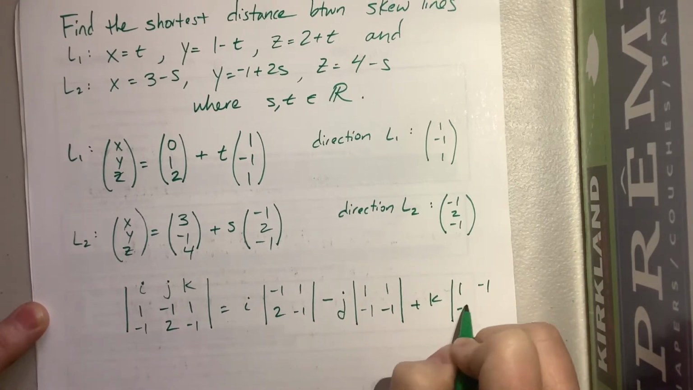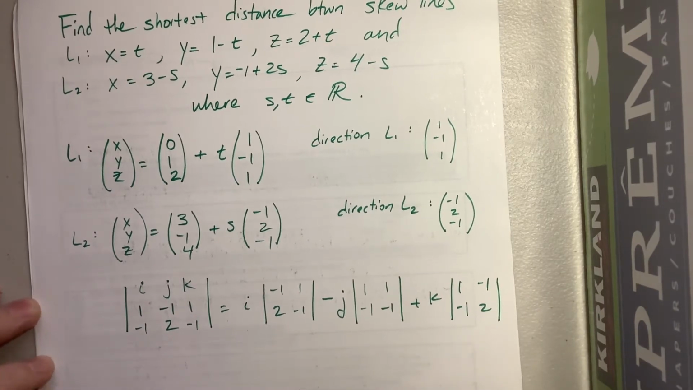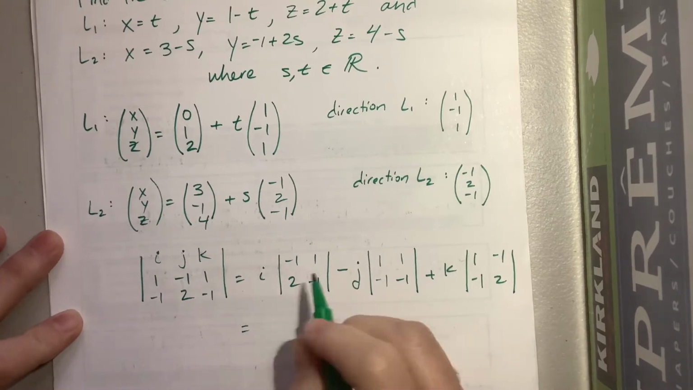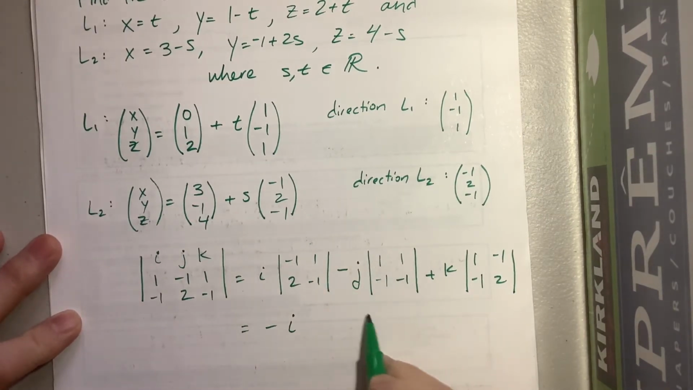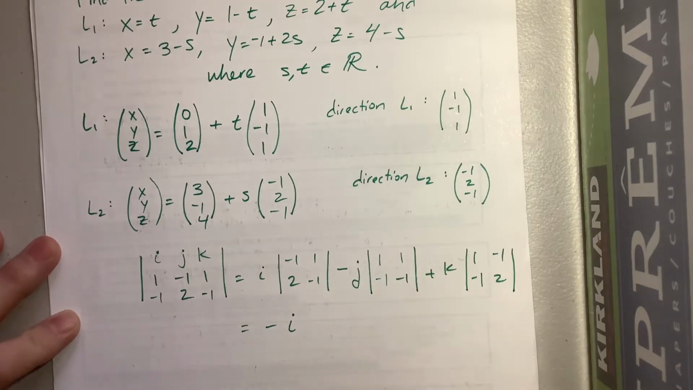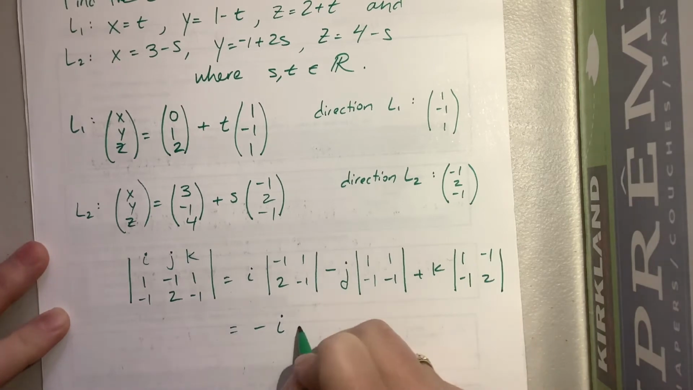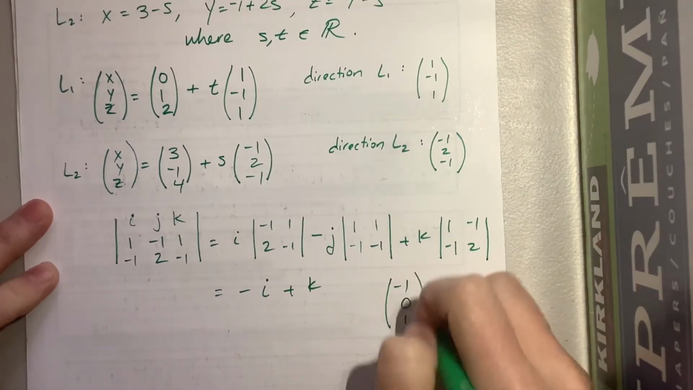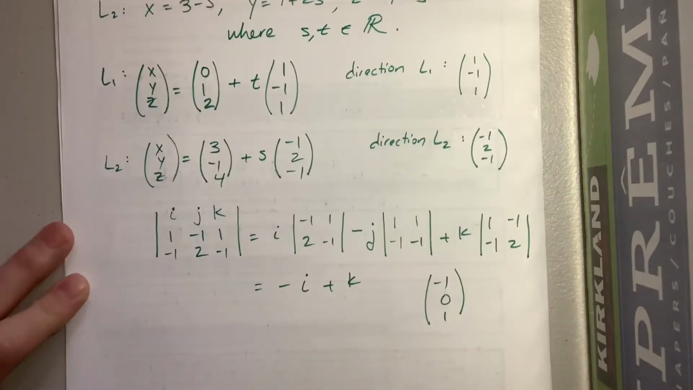Negative 1, negative 1, 2. Okay, here's hoping I don't make a mistake, because in these problems a little arithmetic mistake all of a sudden becomes a big issue. Okay, so this is 1 minus 2, which is negative 1. Plus 1 is 0. Oh, that's nice. And then 2 minus 1 is 1. So I have the vector negative 1, 0, 1, which is going to be perpendicular to my two lines.